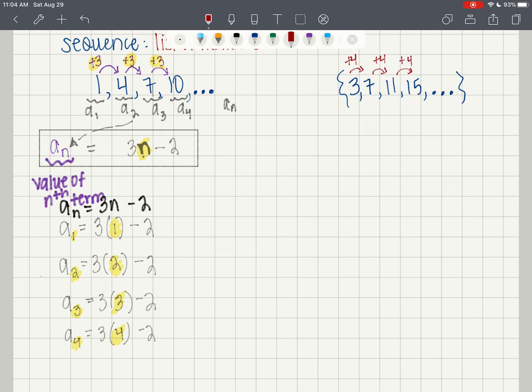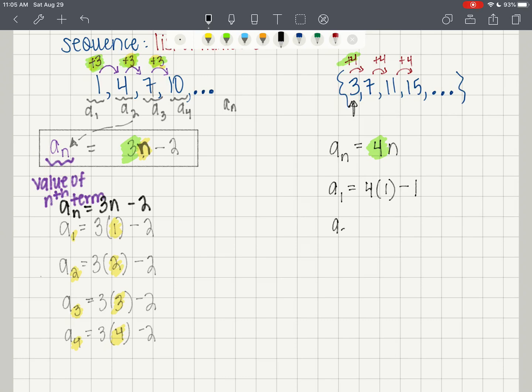So remember, right here, this 3, I'm going to change this colored highlighter and use a highlighter. This 3 right here, we eventually got right there. So let's try that with the 4. So let's see what's happening here. So we've got 4 times n, and we're looking for the value of the nth term. So when I put in a 1, let's see, 4 times 1 is 4. I need to get a 3, so I'd have to subtract 1.